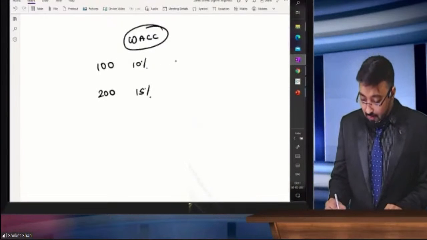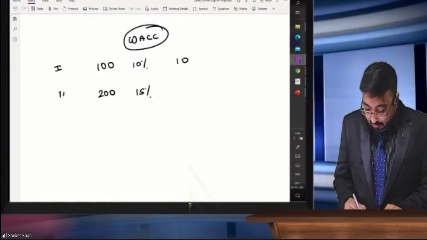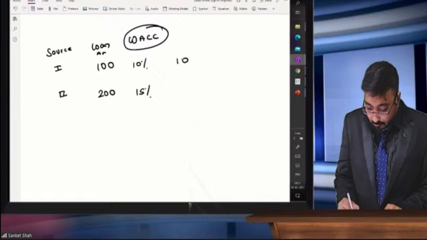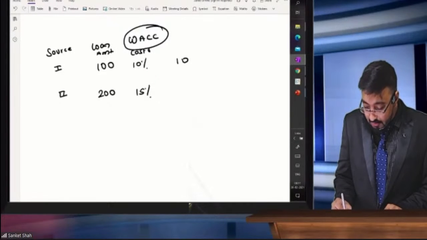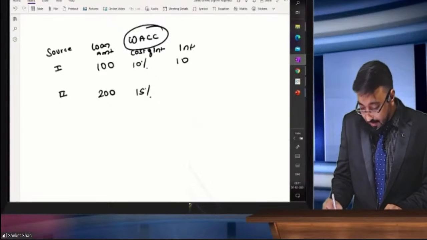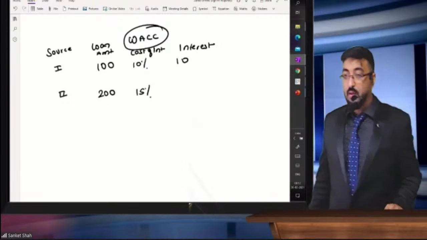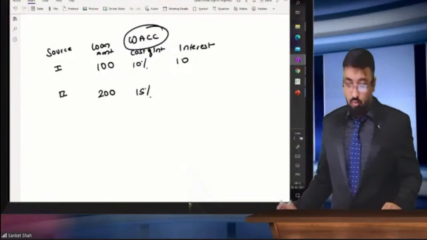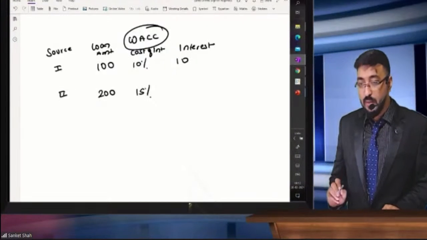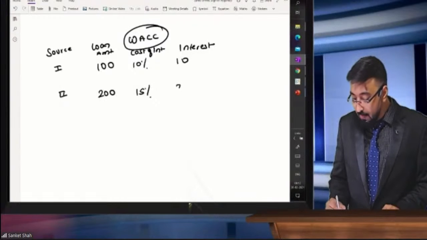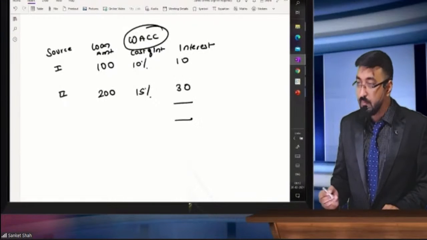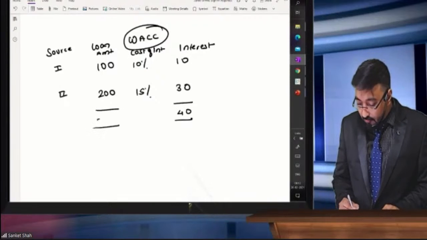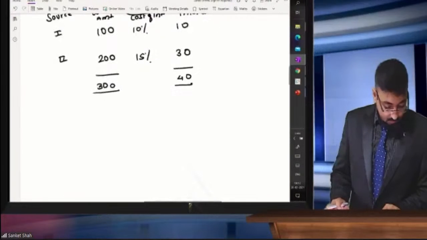After 1 year, this is my option number 1. This is my source number 1. This is the source, this is the loan amount, this is the cost of interest, and this is the interest. But a weighted average, now why is it weighted? The logic I am going to tell you. 100 into 10% is 10 rupees. 200 into 15%, this is 30 rupees. Correct? So total amount, beta, 40 I am spending on it.